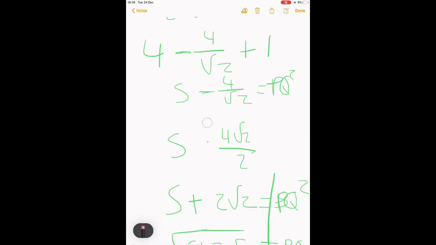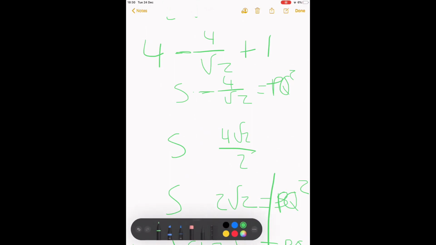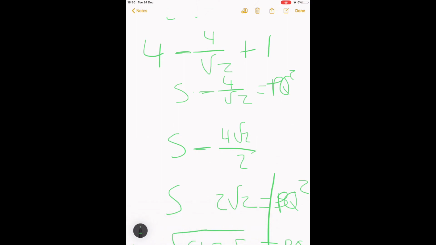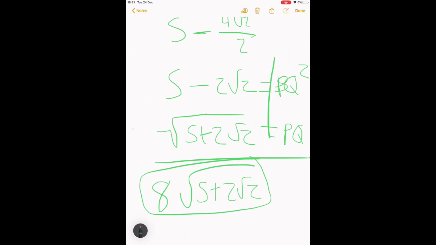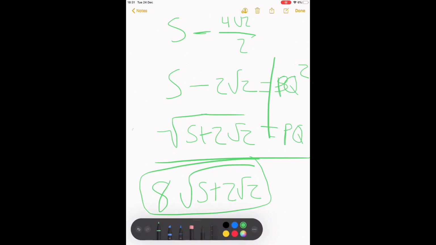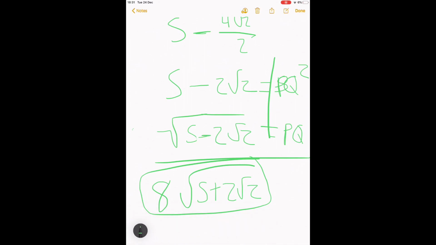We can simplify 4 over root 2 further by multiplying both numerator and denominator by root 2. So you have 4 root 2 over 2, which simplifies to 2 root 2. So 5 minus 2 root 2 equals PQ squared. To get PQ, you square root the whole thing to get the square root of 5 minus 2 root 2, which equals PQ.